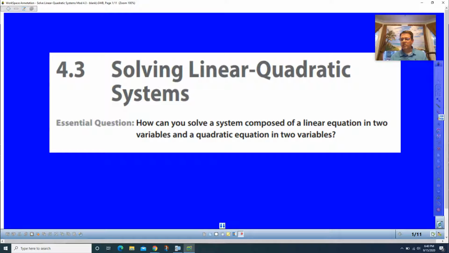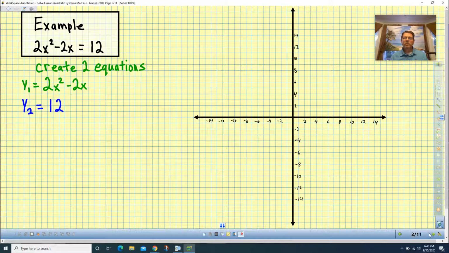But before we do that, I want to step back a little bit and refresh our memories on something that we've already done. In the past, when we solved these quadratic equations by graphing just a single quadratic equation, we decided to take the left-hand side and put that into y1. We're creating the two equations. Okay, it's not a system, we're creating it, and then put the other side, 12, over there. So that's one way we can make that happen.